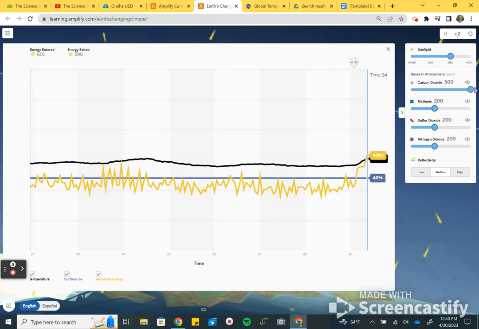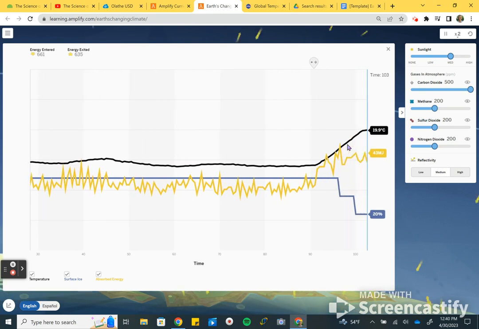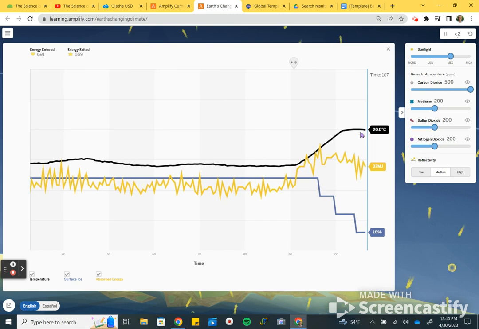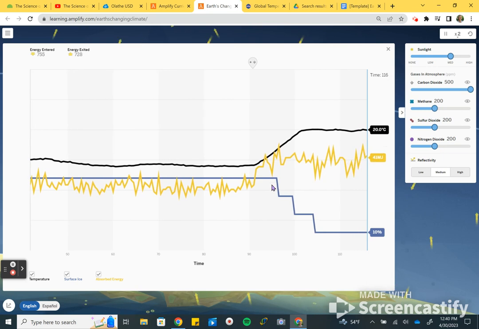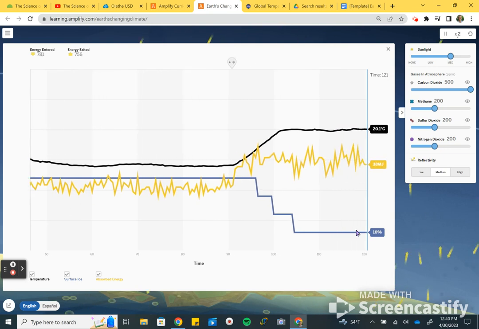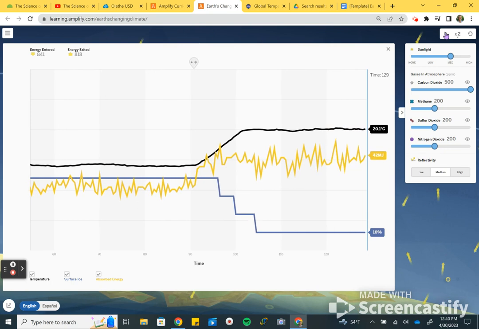For example, increasing carbon dioxide, I can see is directly increasing temperature. Energy increased and now it's staying level, and ice decreased and is now staying level. Again, you can pause the sim and notice at this point is where I added carbon dioxide, and I can see the changes that occurred afterwards. Feel free to restart the sim and rerun it as often as you need.